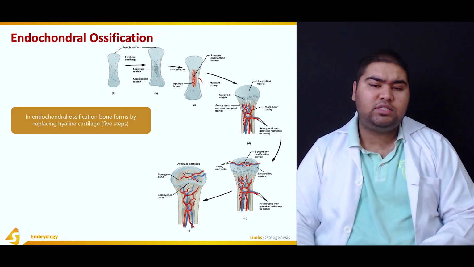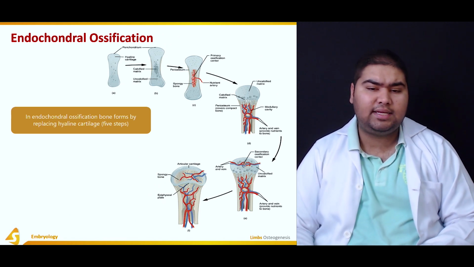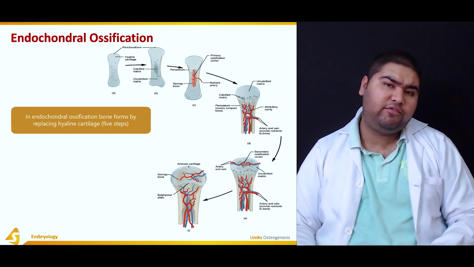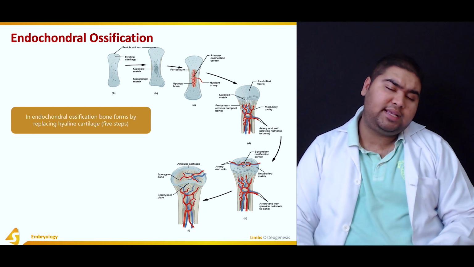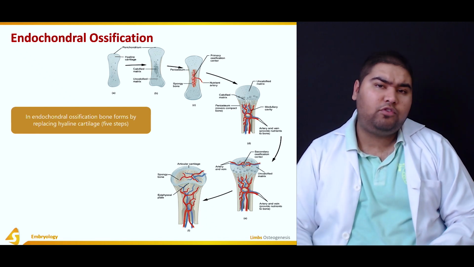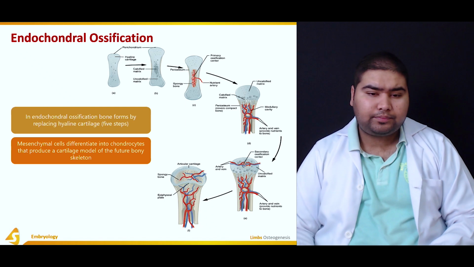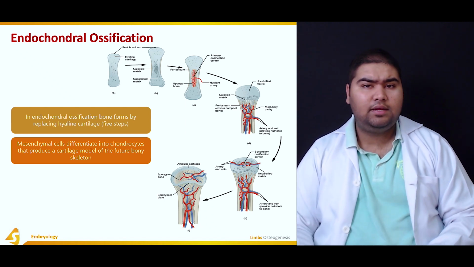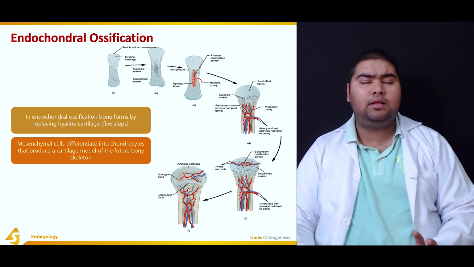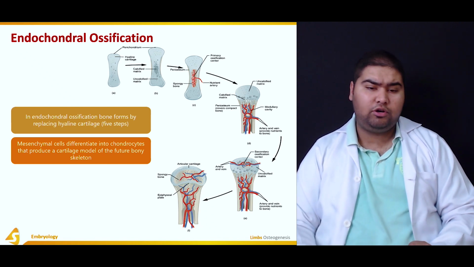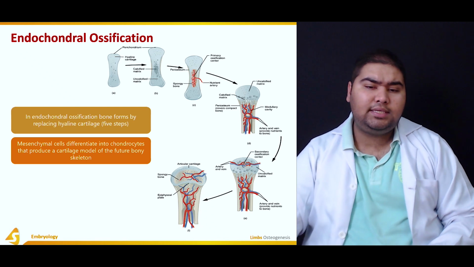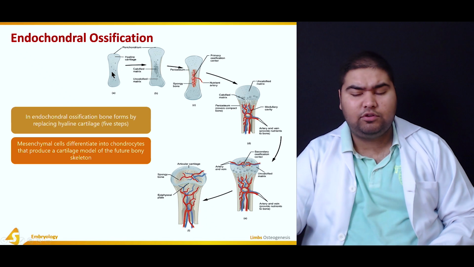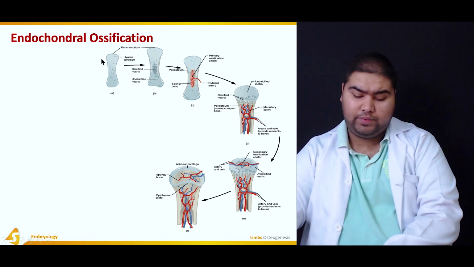Now we have the endochondral ossification. In endochondral ossification, bone forms by replacing the hyaline cartilage. So a hyaline cartilage model has already been formed, and the bone has to replace that hyaline cartilage model to form the adult bone. Now, the mesenchymal cells differentiate into chondrocytes. So again, the mesenchymal cells arrange themselves and differentiate into chondrocytes that produce a cartilage model of the future bone. So a cartilage model of the future bone has been formed.